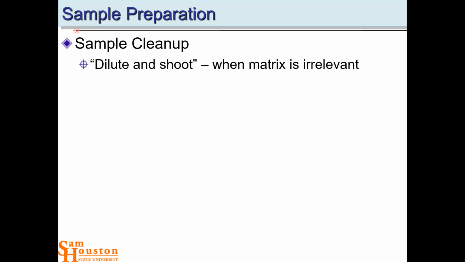Some are really easy. When the matrix is irrelevant, you just take the sample that you received and you dilute it and shoot it onto the instrument. But a lot of times that's not what happens in a forensic lab, because you have blood or urine or some sort of fluid from the body, and you need to get rid of all of the heavy components. You're not going to stick blood cells in the inlet of a GC. If you do, you're going to be spending a lot of time in maintenance after that, trying to unclog everything.